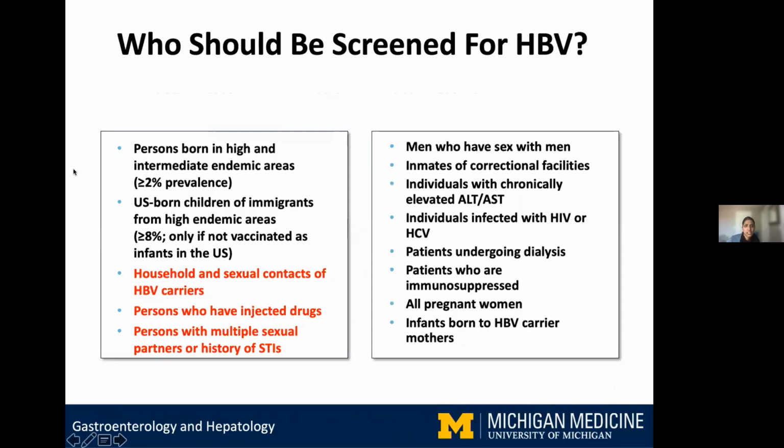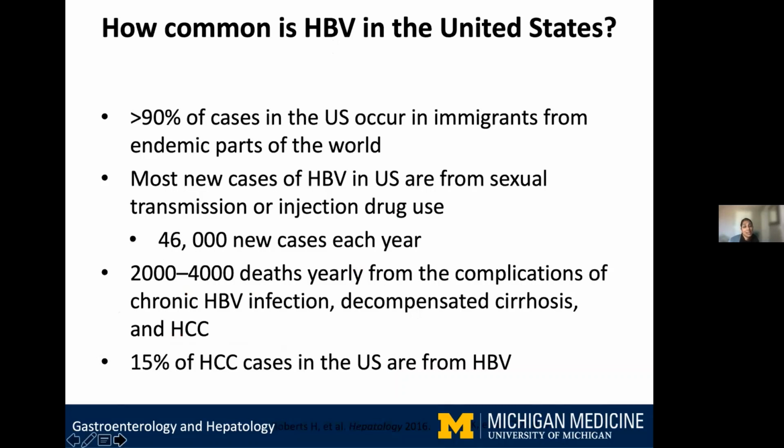And additionally, patients who should be screened for Hep B include persons in those high endemic areas, US-born children of immigrants who had a parent born in one of the high-risk areas, household and sexual contacts of a person who has hepatitis B, persons who inject drugs, persons with multiple sexual partners and history of STIs, men who have sex with men, inmates and correctional facility residents, individuals with chronically elevated ALT, AST, individuals infected with HIV or Hep C because of shared routes of transmission, and then also additional categories including all pregnant women, patients undergoing dialysis, patients who are immunosuppressed, and infants born to Hep B carrier mothers.